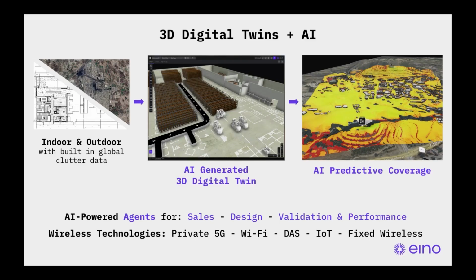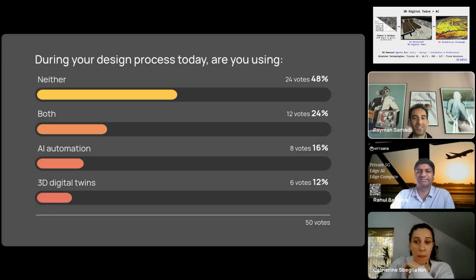Maybe, Catherine, we could go to the poll results and see what type of results people have there. Absolutely. So you can see here, AI automation, you said 16% are using that today. In your design process, 3D digital twins, 12%, both 24%, neither 48%, so nearly 50%. This is quite interesting because half of the people don't really use these concepts, which could really help expedite that. And probably Raul could talk way more about this as he interacts with the customers and enterprises.